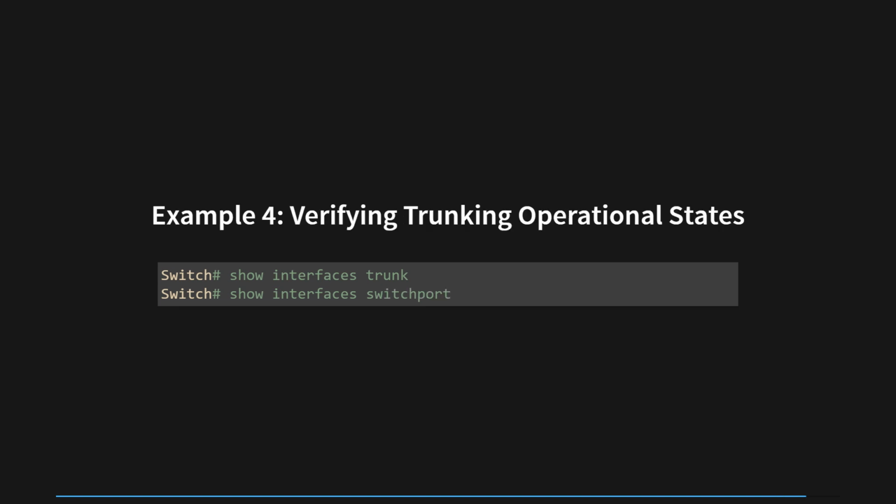Example 4. Verifying trunking operational states. The first command displays trunk information, including the operational status of trunk ports. The second command provides detailed information about the switchport configuration, including the operational mode. Verify that both switches agree on the trunking operational state. These troubleshooting examples can help identify and resolve VLAN and trunking issues by examining VLAN assignments, VLAN status, allowed VLAN lists, and trunking operational states.